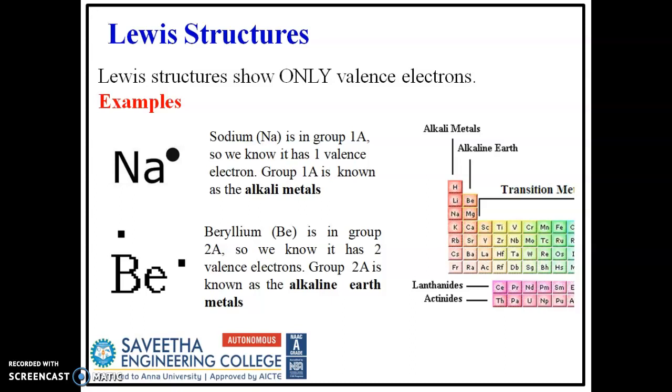Next we will take beryllium. The atomic number of beryllium is 4. The electronic configuration is 1s2, 2s2. So there are 2 electrons in the outermost shell. So the Lewis structure for beryllium can be written as Be with 2 dots.